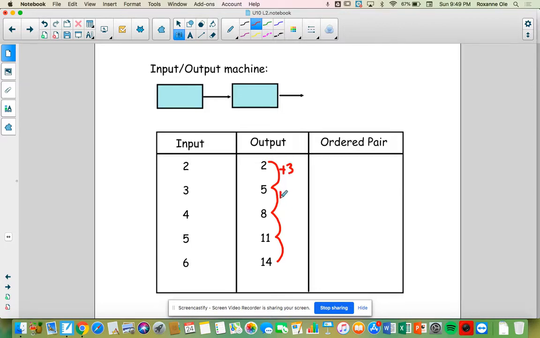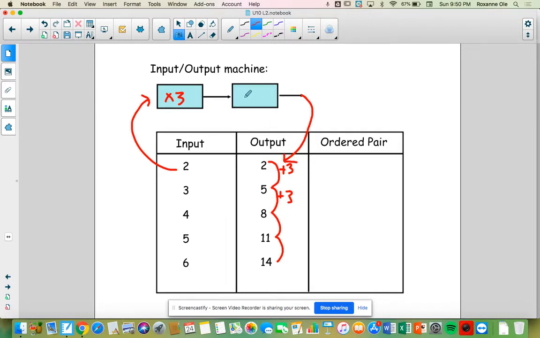When you notice that it's increasing by 3 every time, it gives us a clue for our first part of the input-output machine. And it's not plus 3. Does anyone remember what it would be? It's times 3. Okay, so now let's look at it again. 2 times 3 is 6. But we know when it comes back out, it has to be 2 again.